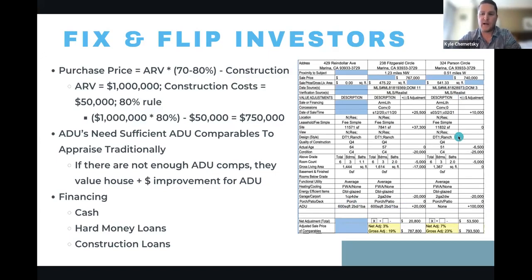But then if you look at this other property, 324 Parsons, this is a single family home where the appraiser could only find that one on Fitzgerald that actually had an ADU. So it had to start comping it to other properties that didn't have them. And if you see here in the ADU section on the chart, what they did was they gave the ADU an overall value of only $100,000. ADUs cost more than $100,000 to build.